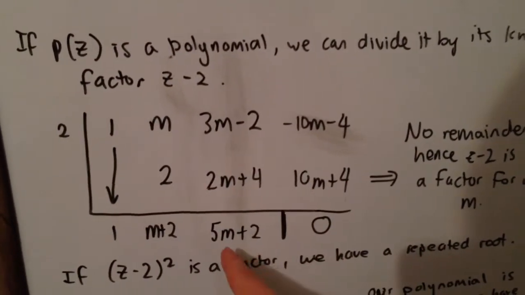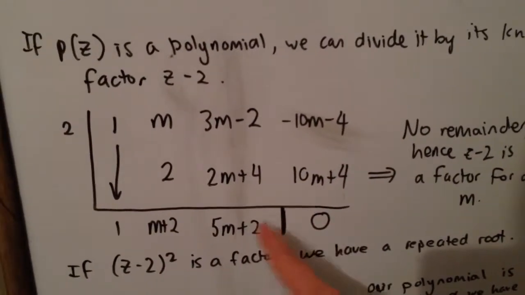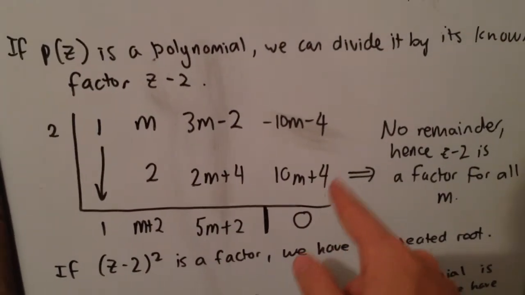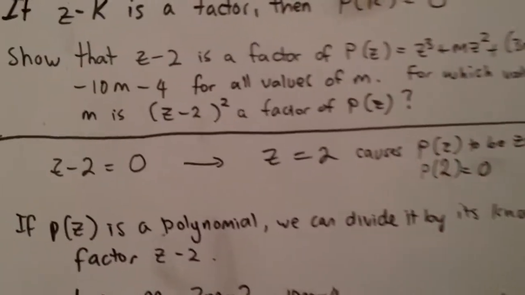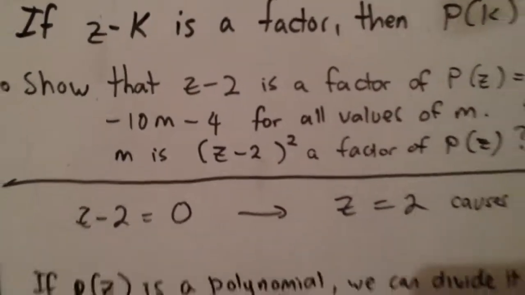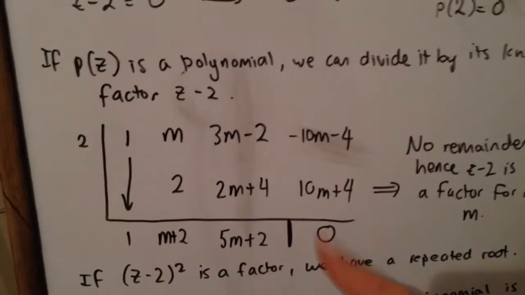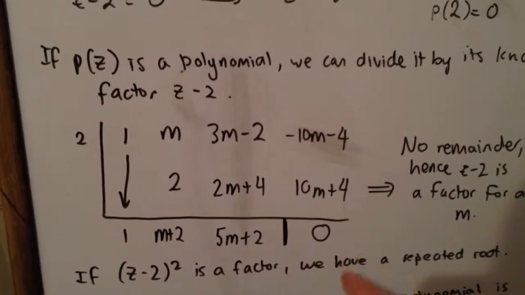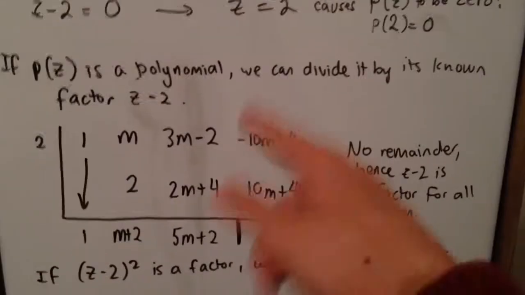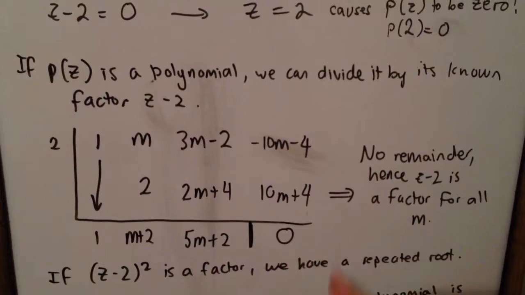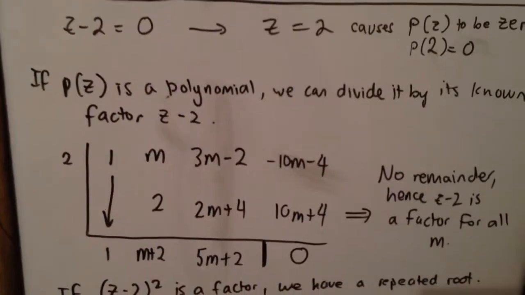And then from there, I double this, times this by 2 again. And, whoa, I get 10m plus 4. But my constant was negative 10m take 4 from my cubic. This means this last value is 0. And this last value in synthetic division is always a remainder, so we've got 0 remainder, so it's a factor for any value of m. I could put any value of m in there, and I would have no remainder from dividing it by that linear factor. That is pretty cool.